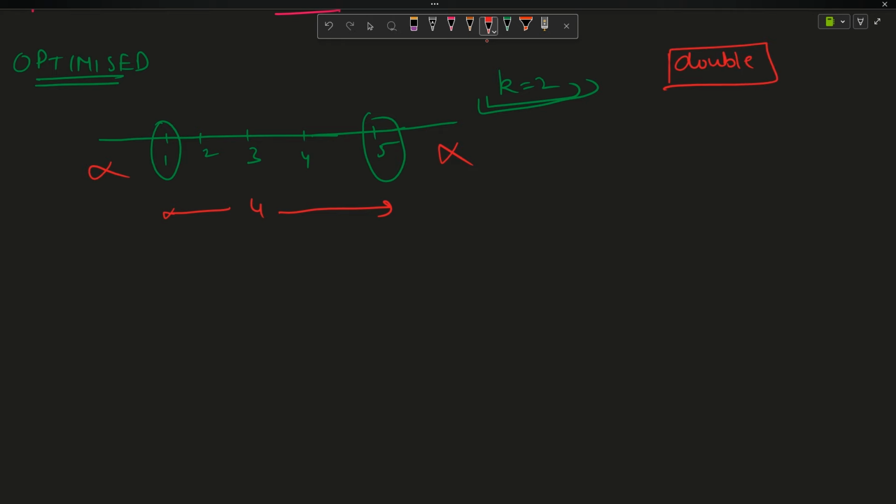So my target should be to reduce 4 as much as possible, that is, reduce the maximum distance currently in the array.